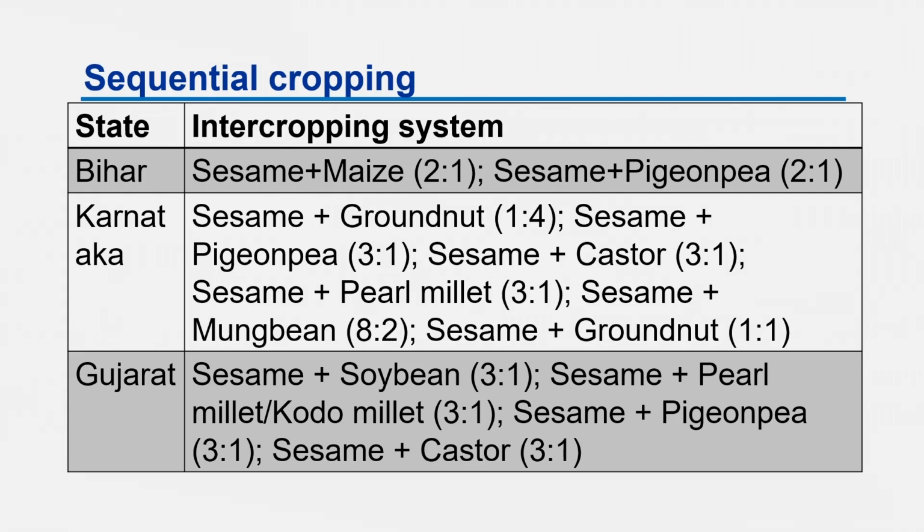In Gujarat, sesame-based intercropping systems are sesame plus soybean 3:1, sesame plus pearl millet or kodo millet 3:1, sesame plus pigeon pea and sesame plus castor both 3:1. So sesame plus castor, 3 rows of sesame and 1 row of castor, that is 3:1.